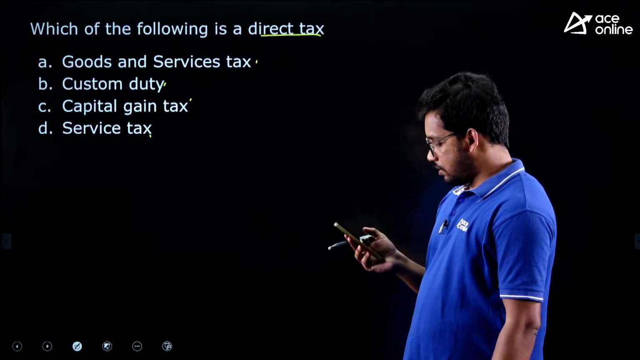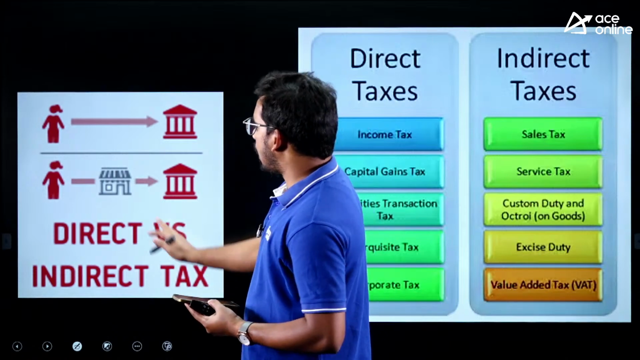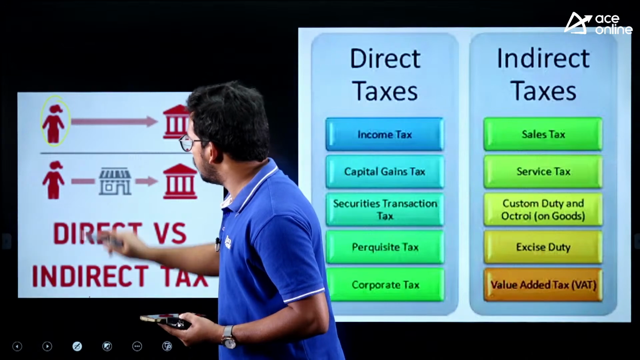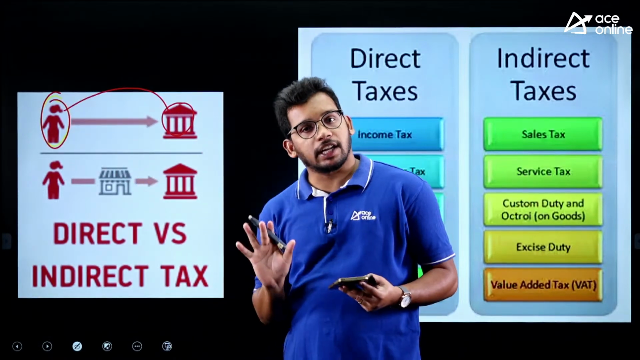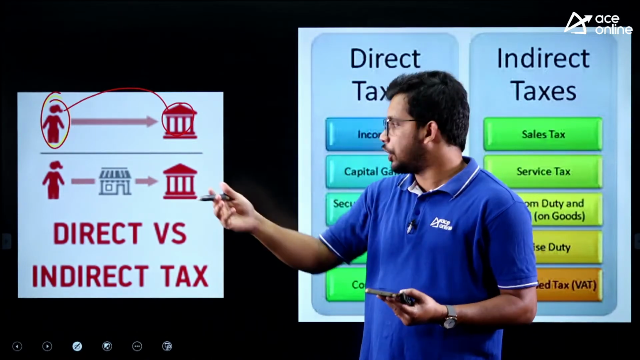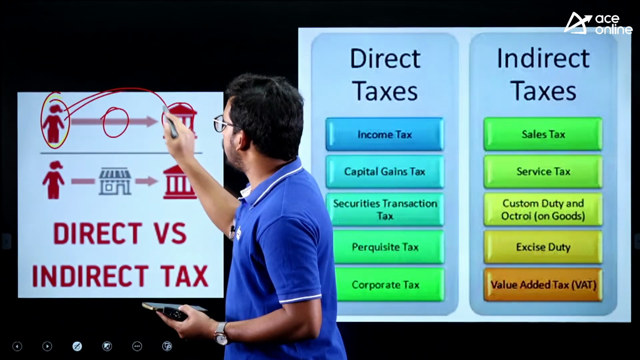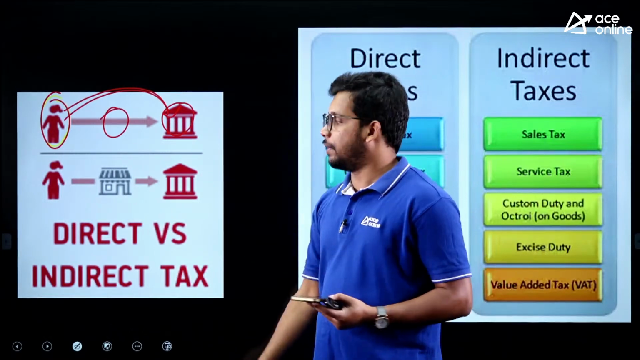So what is the answer? Okay, let's discuss the concept. Direct taxes are those where individuals directly pay to the government. For example, I am earning a certain amount of salary, right? Now income tax, I will pay directly to the government itself. There is no intermediary to collect. They deduct it from my salary from the beginning itself and it goes directly to the government.